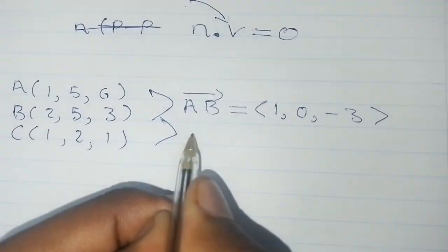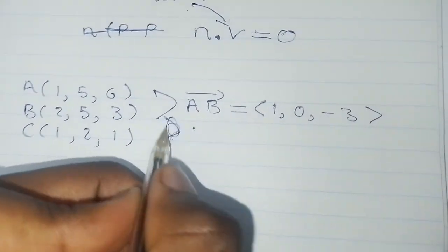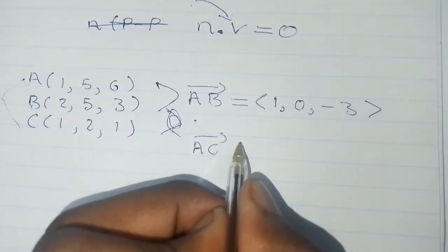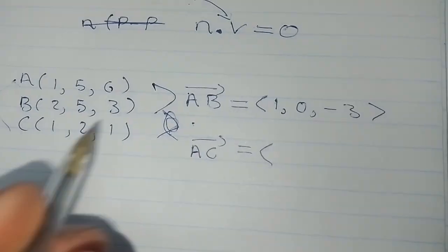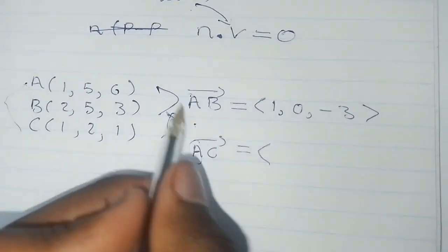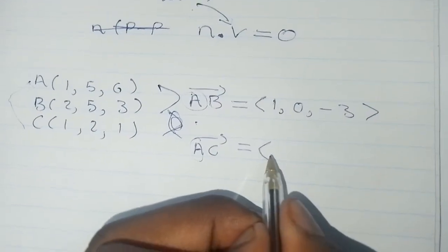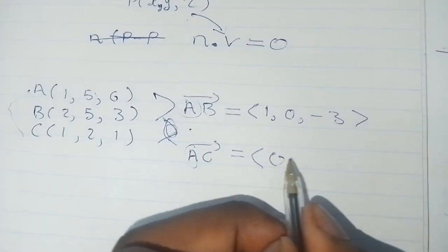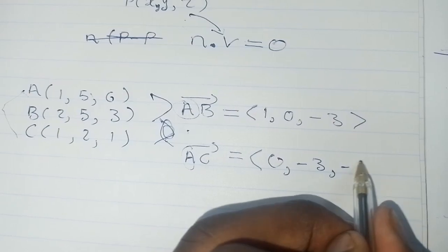You can also get vector BC here, or you can continue and say maybe you want to use AC. So you can get vector AC as well. It doesn't really matter what you do. Technically, you must have a common point between those two vectors. So vector AC will be 0, minus 3, and minus 5.